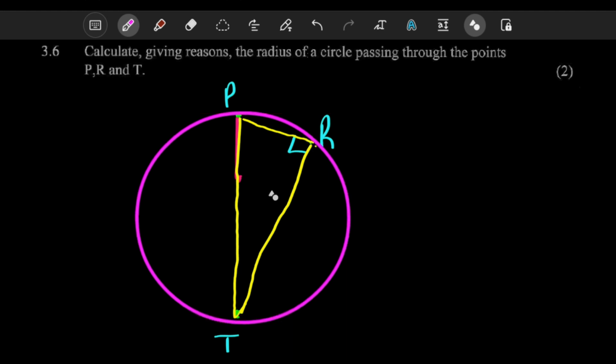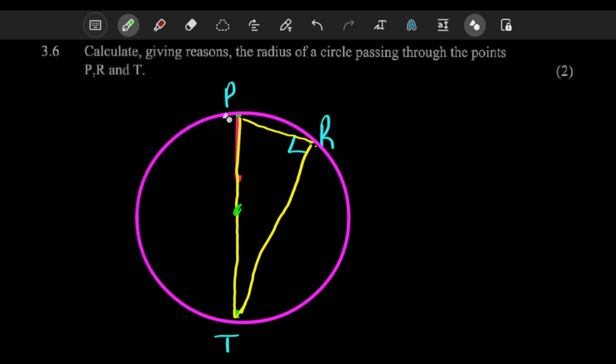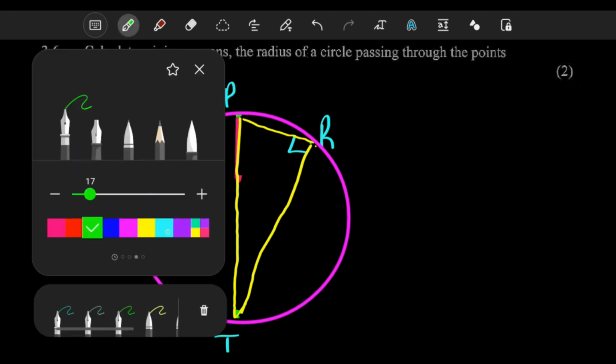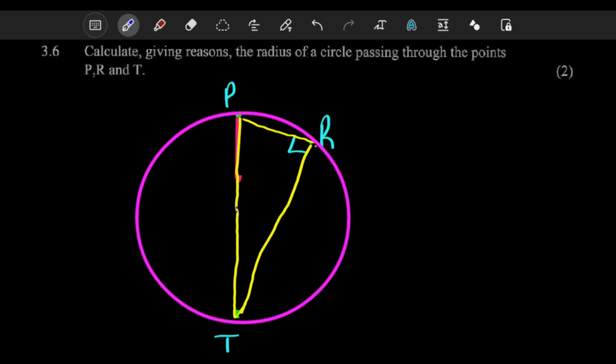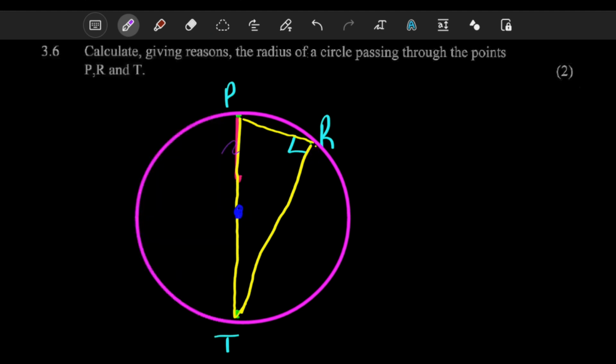You see this circle here, you can already see that the center of the circle would be in the middle of P and T. There's no way that your center can be anywhere except in the middle of this, because an angle subtended by the diameter of a circle is equal to 90 degrees. So this has to be the diameter, and that's the radius.